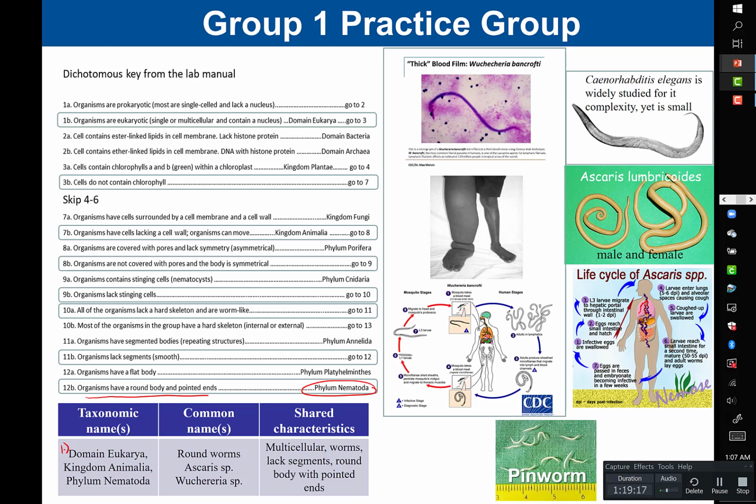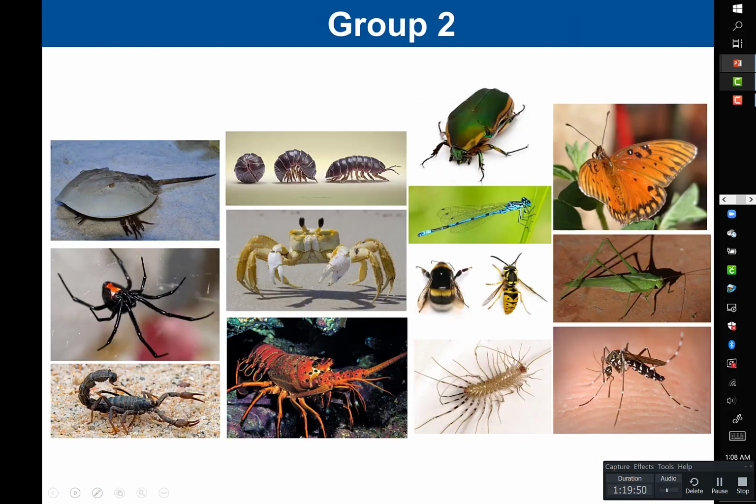And so this is just an example of how you're going to do this lab. So now for the rest of these, you're going to look at the organisms on the slide. You're going to use the dichotomous key, and then you're going to write the taxonomic name, the common names of some of those organisms, and then the shared characteristics. So let me show you. This was group 1. Group 1 was done for you. You're going to do group 2.